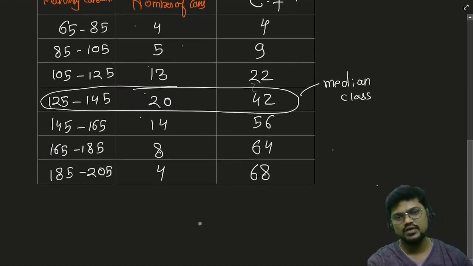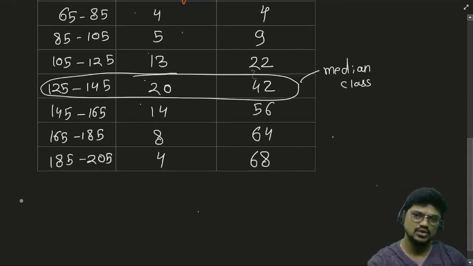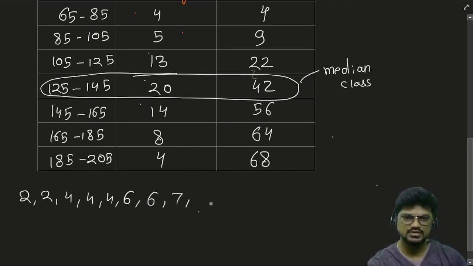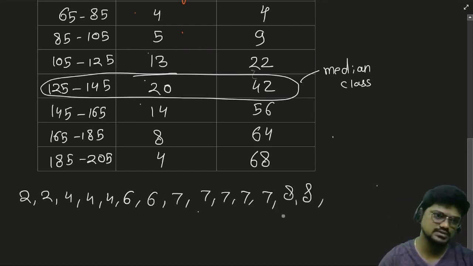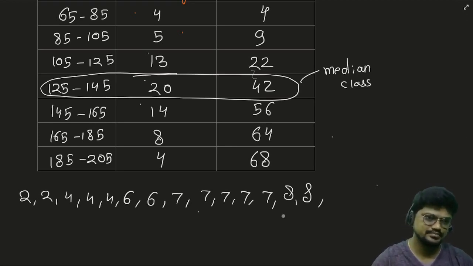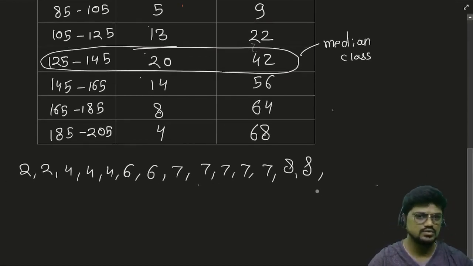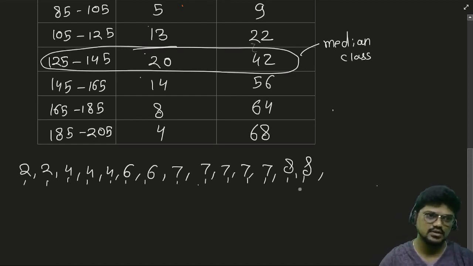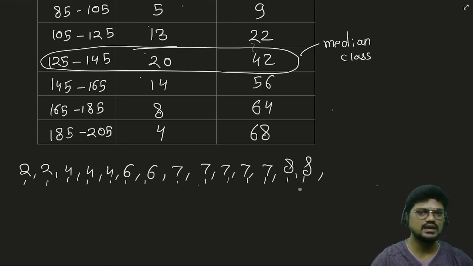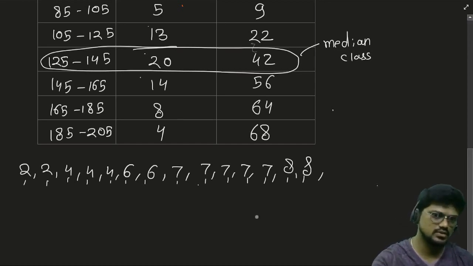See, suppose I am writing readings like this: 2, 2, 4, 4, 4, 6, 6, 7, 7, 7, 7, 7, 8, 8. Which will be the median? What you will do is take the total count. How many readings do you have? 1, 2, 3, 4, 5, 6, 7, 8, 9, 10, 11, 12, 13, 14. So there are 14 readings, right? The 7th and the 8th will be the middle two readings, right? That is 6 and 7.